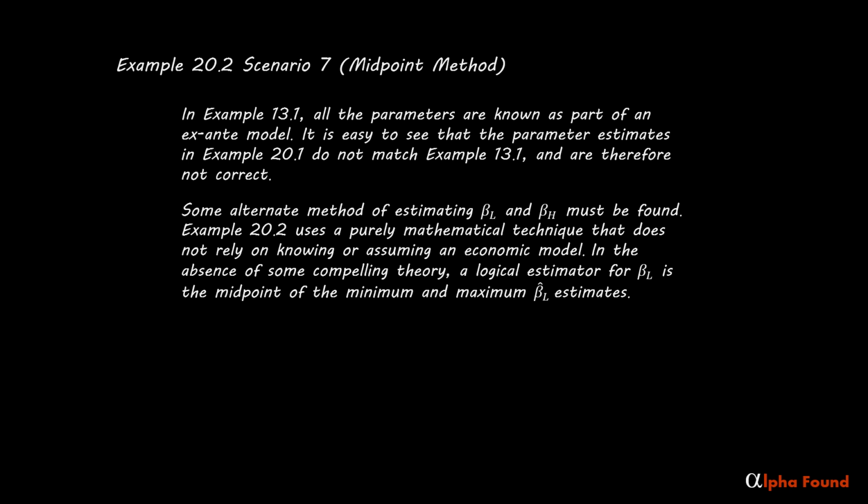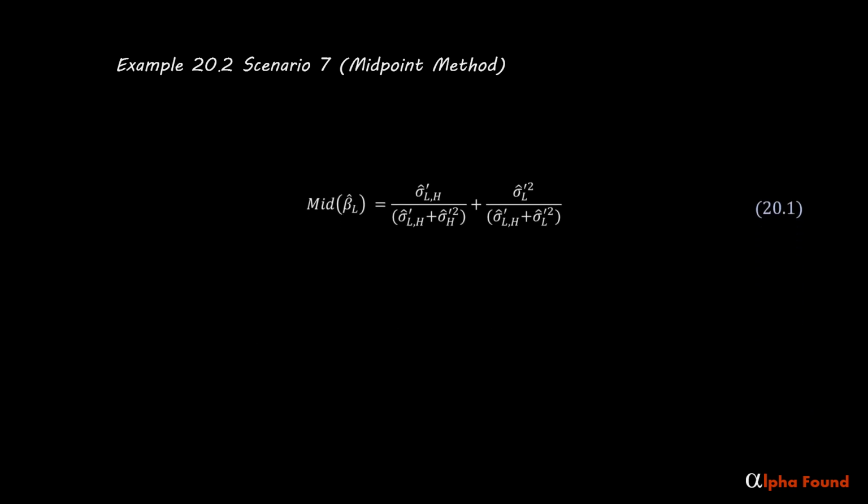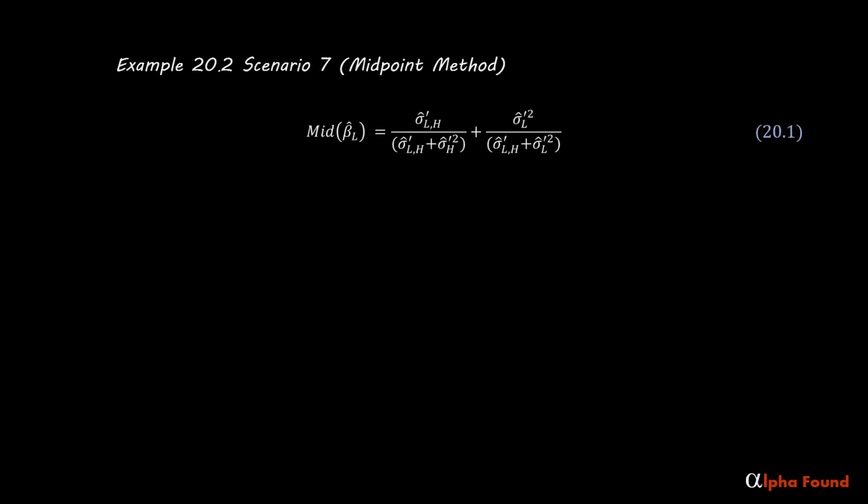Example 20.2 uses a purely mathematical technique that does not rely on knowing or assuming an economic model. In the absence of some compelling theory, a logical estimator for the low ideal beta is the midpoint of the minimum and maximum low ideal beta estimates. The formula for the midpoint estimate is derived here in two lines of algebra. With this formula in hand, we calculate a midpoint estimate for the ideal beta for the low CAPM beta portfolio.